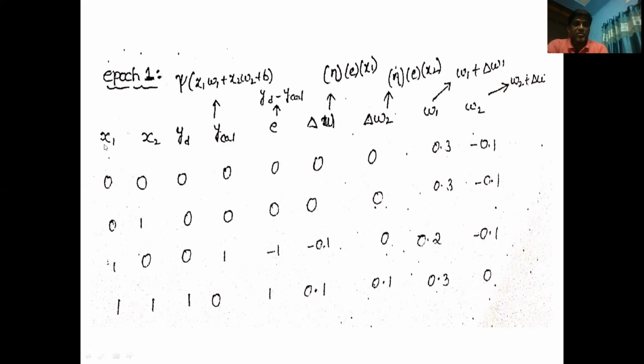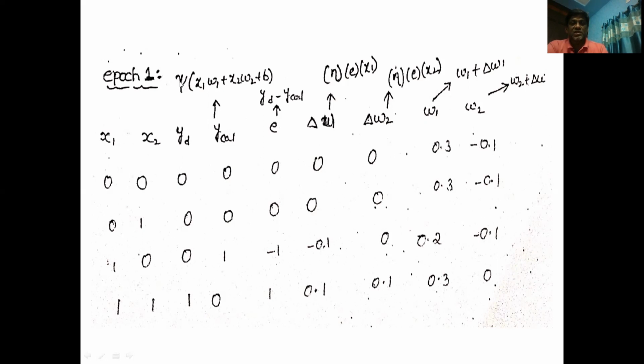The first epoch considers all the input vectors and updates the synaptic weights based on the error term calculated for the previous input vector. Okay, let us start with the first input vector. I'm starting it with 0, 0. The desired response expected from the neuron is 0. When the inputs are 0, 0, the desired response should be 0. And we will calculate the actual response from the neuron based on the initial weights we assumed.